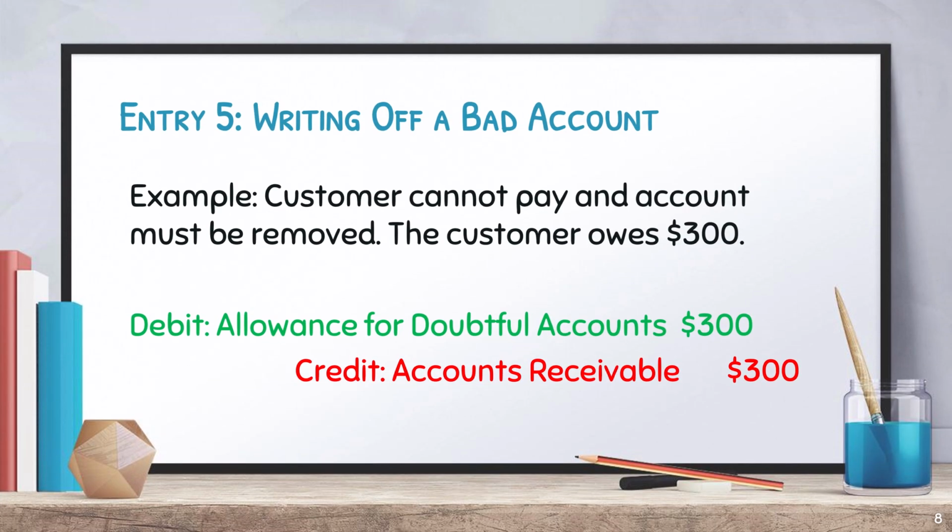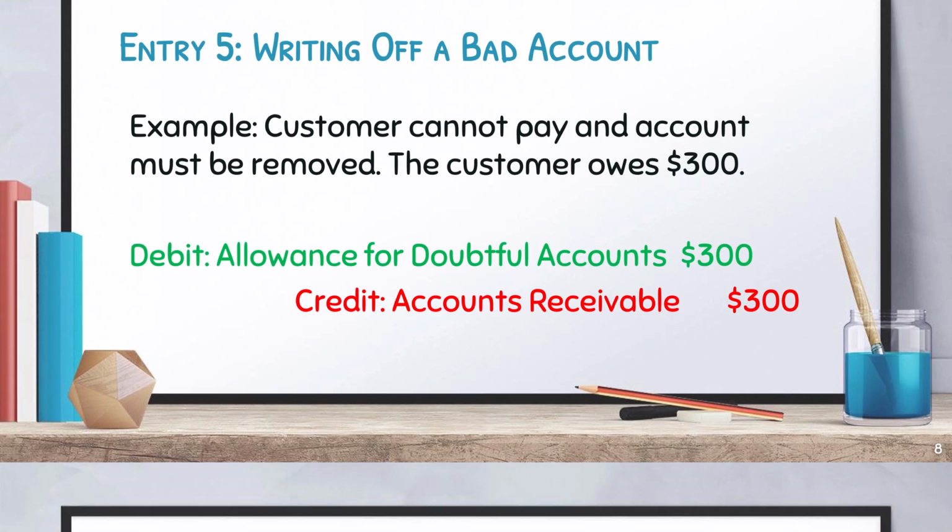Entry 5. Writing off a bad account. Scenario: a specific customer goes bankrupt and owes $300. Below is the journal entry. Notice something important. There is no expense here. Why? Because we already recorded the expected loss earlier through bad debt expense. This entry simply removes the uncollectible receivable from the books.